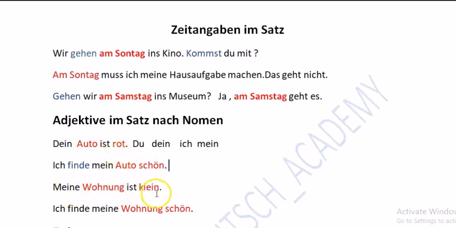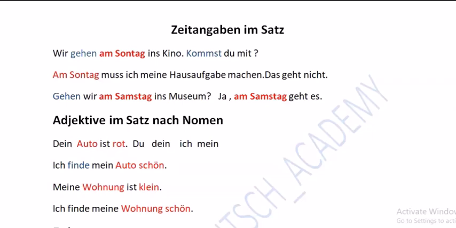Meine Wohnung ist klein. My home, my place of residence, is small. Ich finde meine Wohnung schön. I found my home good and beautiful. So here an adjective can be used after a noun and can be used before a noun. I give you an example for an adjective that we use before a noun.